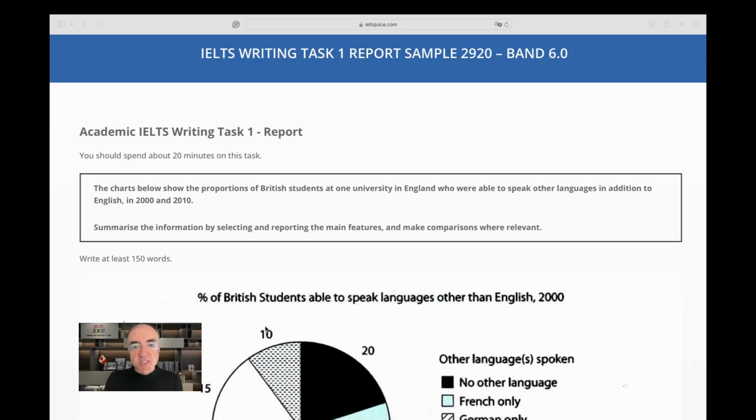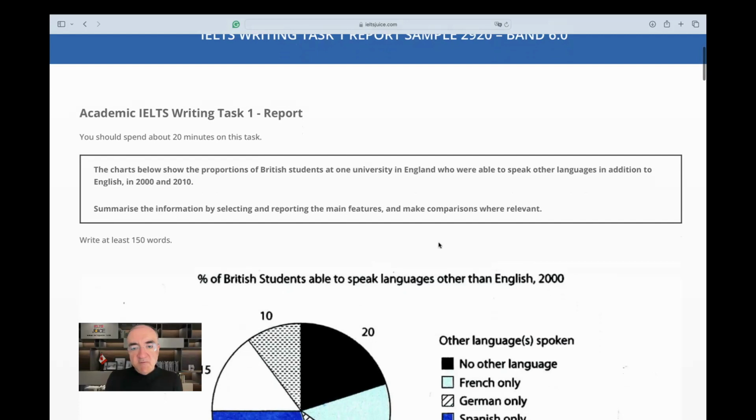So this 10 means 10% of students. Yeah, and these students are British. And there is a university, we don't know which university, we don't have the name of that university in England, who were able to speak other languages. I see a past tense, so it kind of gives away that the information is in the past. So basically, we have the percentages of students who spoke another language or maybe more than one language other than English. In addition to English, yes, that's correct. In 2000 and 2010.